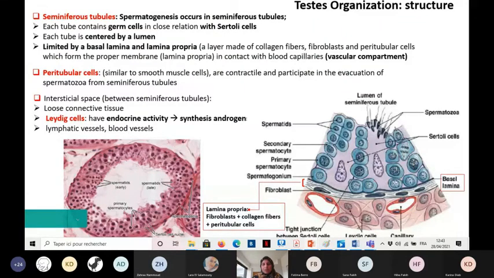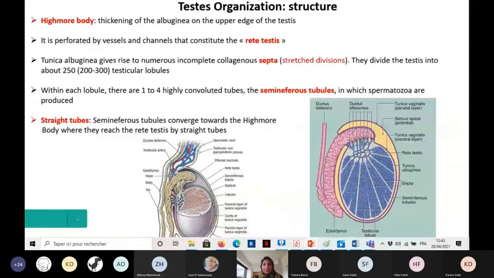So the Leydig cells are outside of the seminiferous tubules, between them, in the interstitial space. Yes, because between the lobules you have the tunica albuginea, the septa of the tunica albuginea. So we are talking here inside of the lobules.